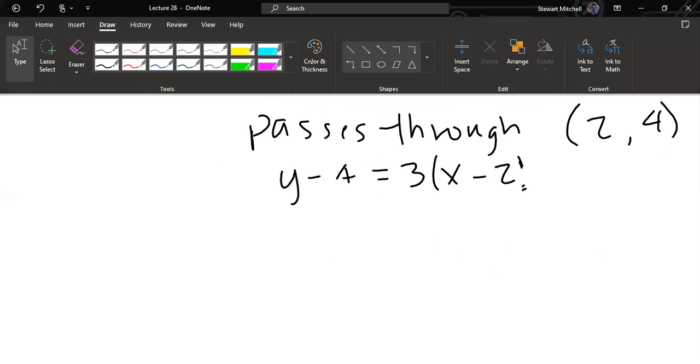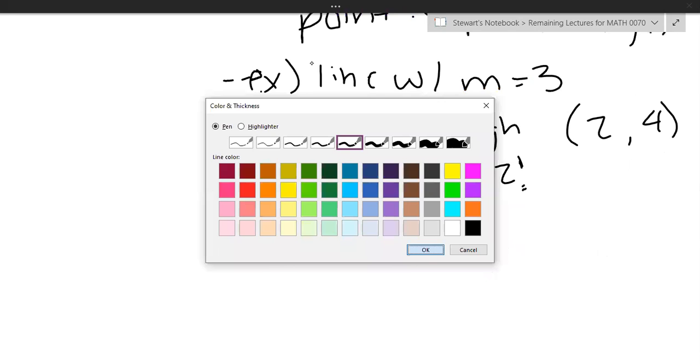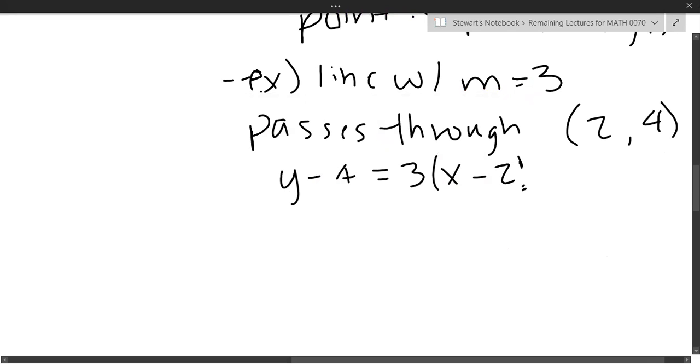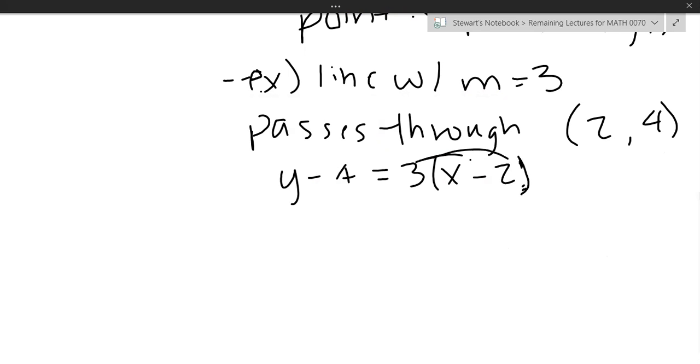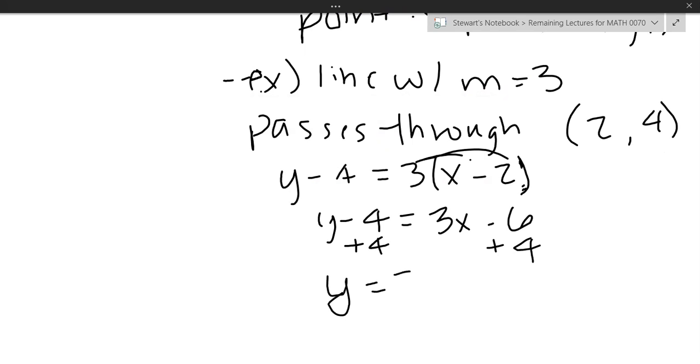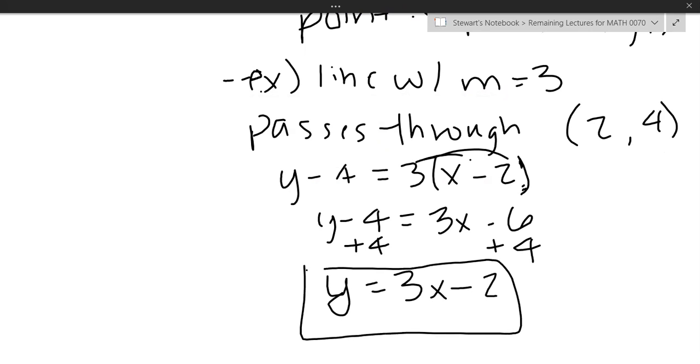But it's really easy because y is almost by itself now. It just has something added, and we also have to distribute this 3 first. So we have y minus 4 is equal to 3x minus 6. All we have to do now is add 4 to both sides, so we have y is equal to 3x minus 2, and now we're in slope-intercept form.